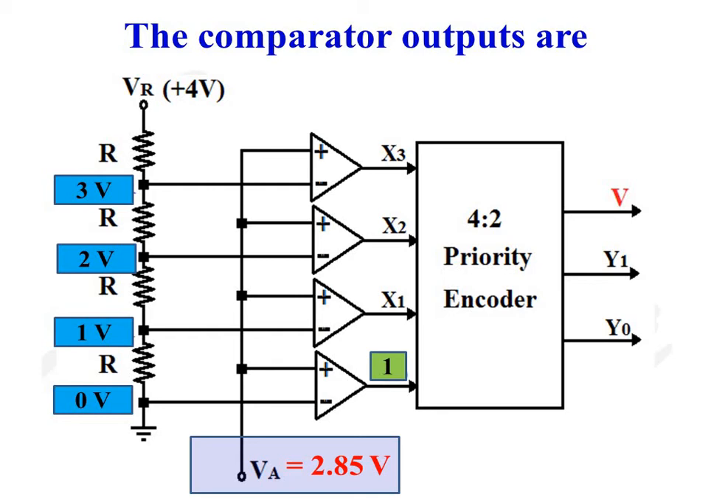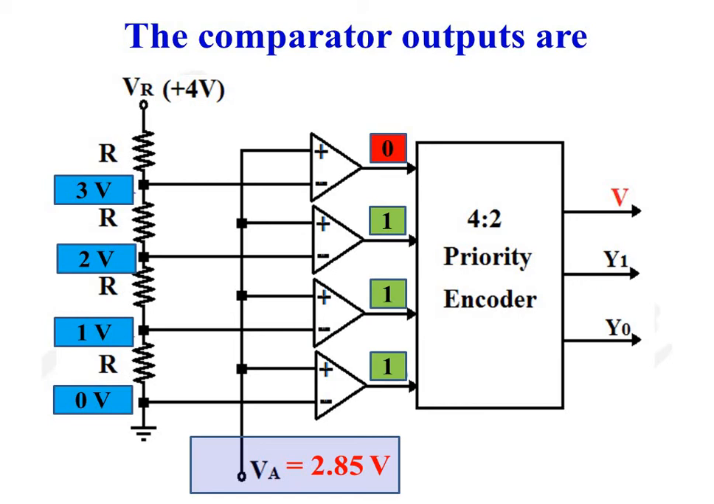For the last comparator, differential input voltage is equal to 2.85 at the non-inverting input minus 0 at the inverting input. So differential input voltage is positive, so output voltage is high. Similarly, for the next comparator also, differential input voltage is positive, output voltage is high. For the next one also, differential input voltage is positive, so output voltage is high. For the topmost comparator, differential input voltage is equal to 2.85 minus 3. Differential input voltage is negative, so output voltage is equal to 0.